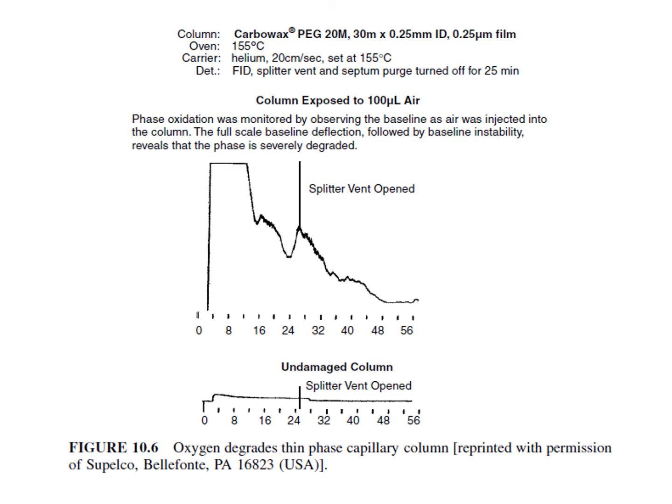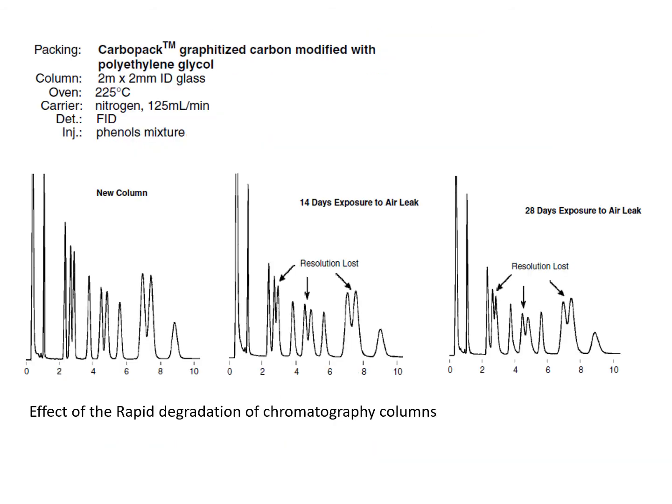In this type of separation, class, a Carbowax column was used. The oven temperature is 155 degrees Celsius. The carrier gas was helium, and the detector was an FID with the splitter vent and septum purge turned off for 25 minutes. This is an example of the chromatogram you will get when the baseline is disturbed due to factors such as those we discussed. Now, class, the effect of rapid degradation of capillary columns.